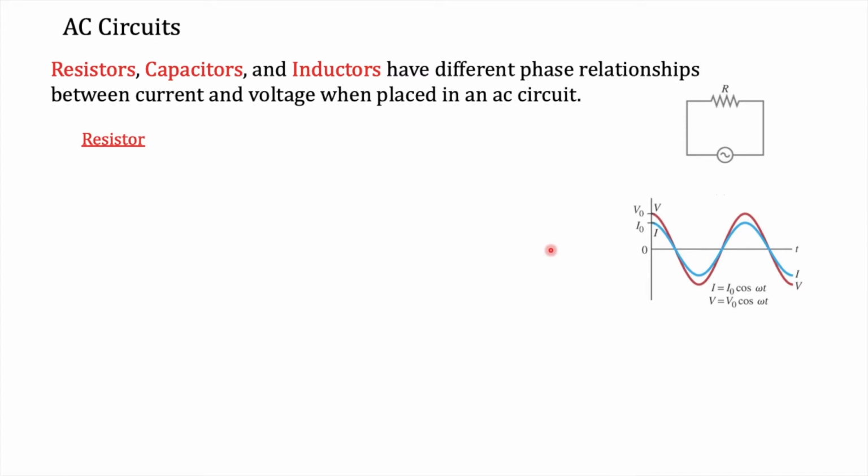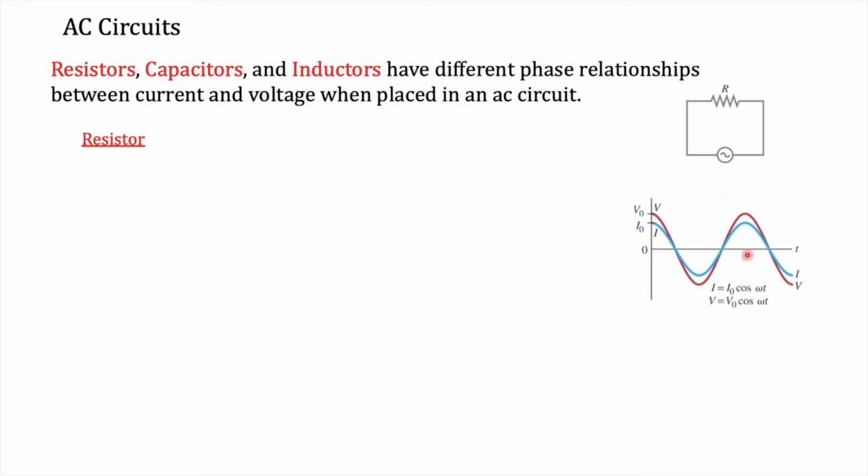Direct current and direct voltages are constant in time. They don't change over time. It's a straight line when you plot a time series. However, for an alternating source, the voltage provided by the AC source and the current are oscillating in time, as you see here.